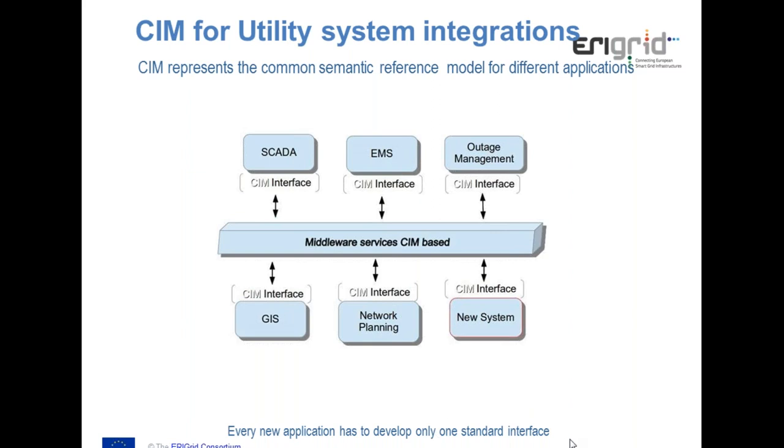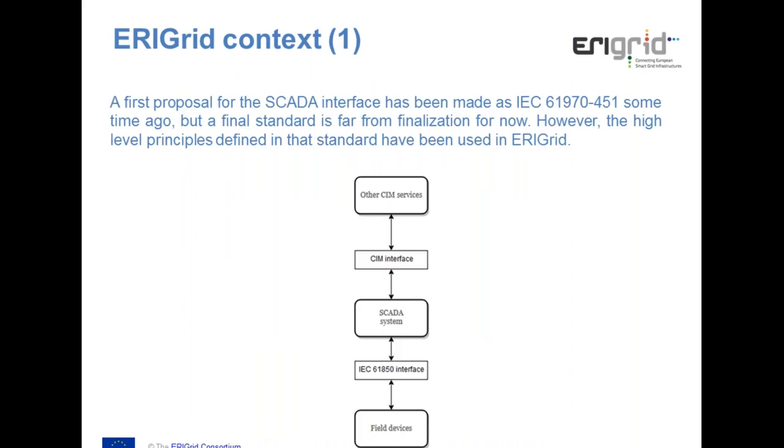This is actually of interest in ERIGrid because, in particular, the SCADA interface is also used by ERIGrid, as you have seen in the previous slide about the JaNDER platform. And then the idea in ERIGrid was to also implement a kind of CIM-based interface for the SCADA system, in a similar way as done for 61850, of course. How does this work?